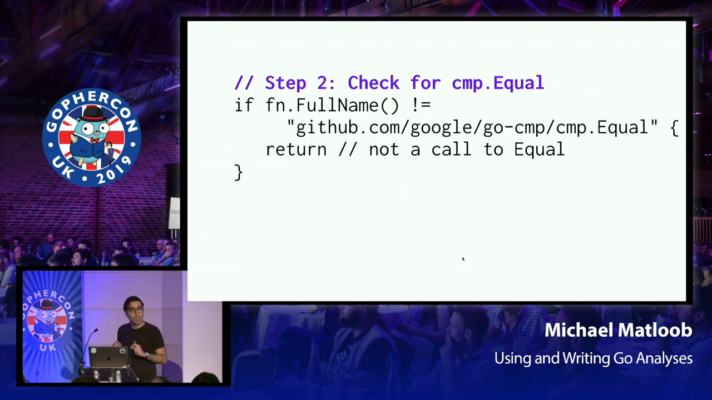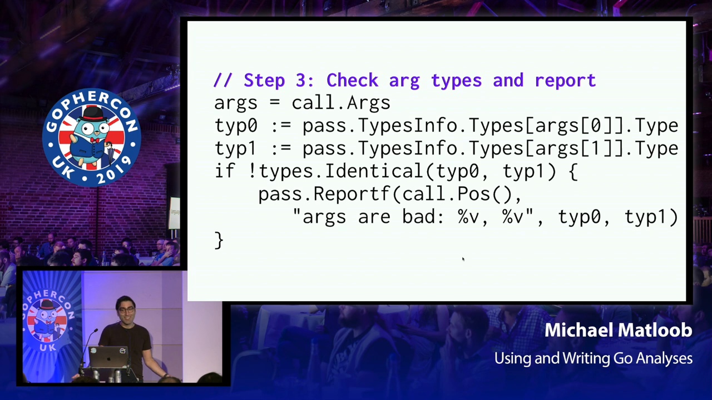So now, at step two, we know we're looking at a legit function call. And we have the information for what function we're calling, so we can check the name and make sure that it's the right function. Here, the full name function is going to return the full package path qualified name of the function. So we can just check that, and if it's not what we want, we'll leave. And now, we're here, step three. We know we have a call to comp equal, so all we have to do now is check to make sure that the argument types are the same, and if they're not the same, we'll report analysis to the user.